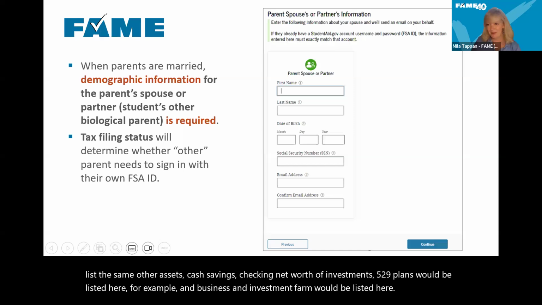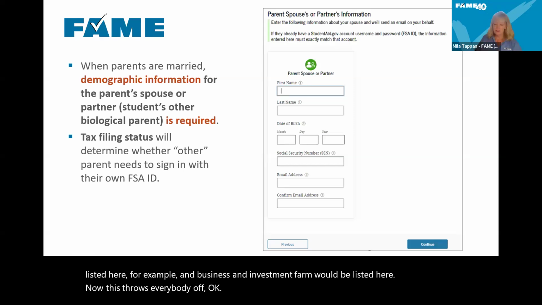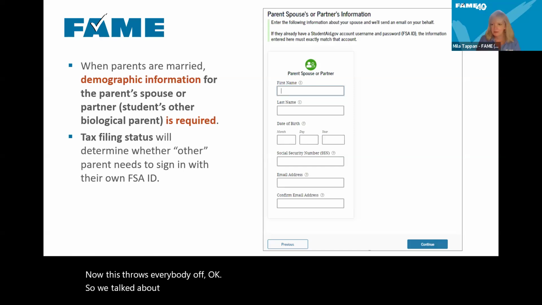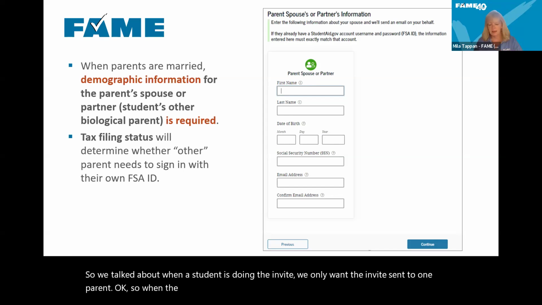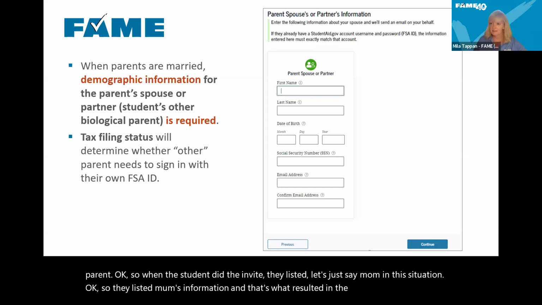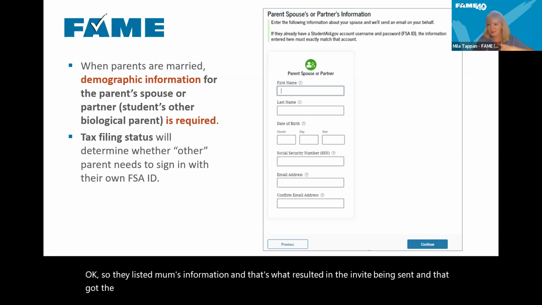Now, this throws everybody off. We talked about when a student is doing the invite, we only want the invite sent to one parent. So when the student did the invite, they listed, let's just say mom in this situation. So they listed mom's information, and that's what resulted in the invite being sent, and that got the two sections of the parent and student FAFSAs connected. But mom's married. They still need dad's information.